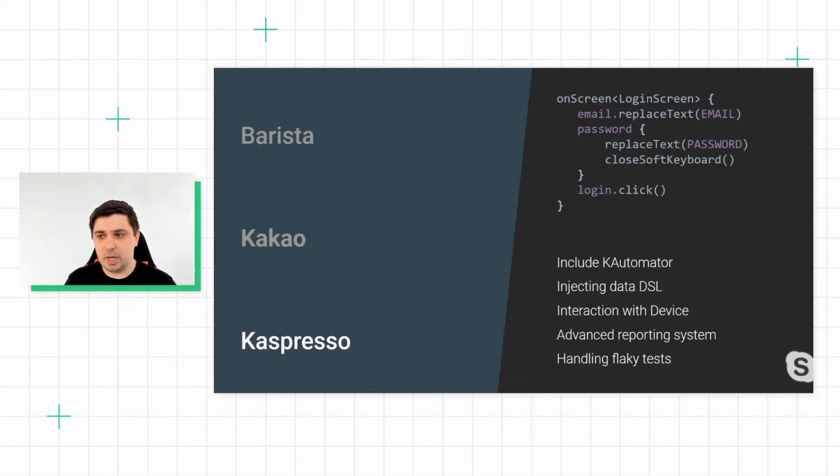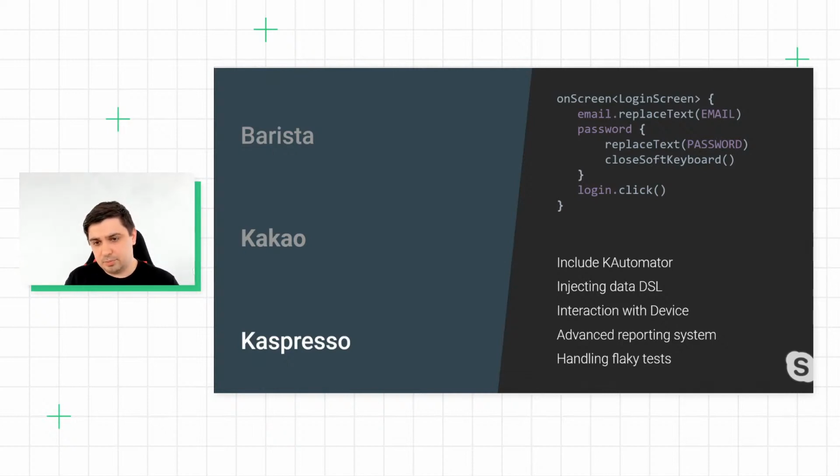The next tool which we have is Kaspresso. Kaspresso is based on top of Kakao, but also provides additional benefits and additional dependencies. So, as it's based on Kakao, the simple example will look the same. However, in addition to it, we also have tools like KAutomator.